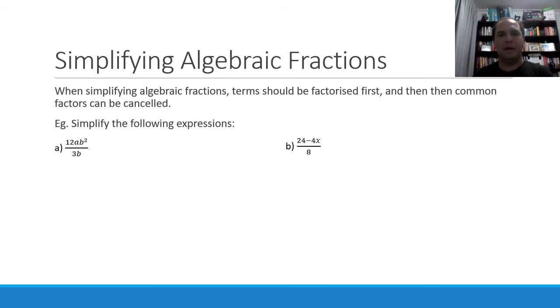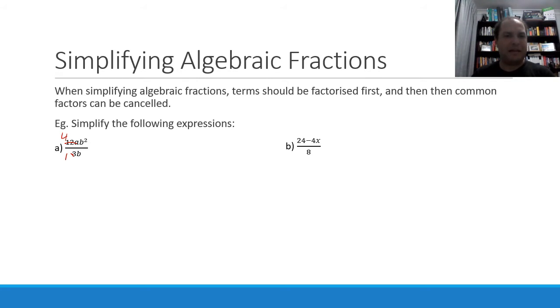Now the key step when simplifying algebraic fractions is to make sure you factorize first, and then you can see what cancels after you've factorized. Sometimes you might not need to factorize, like in this first example. We can see straight away you've got 12 and 3, so we can divide both of those by 3, so you've got 4 in the numerator, 3 divided by 3 is 1 there.